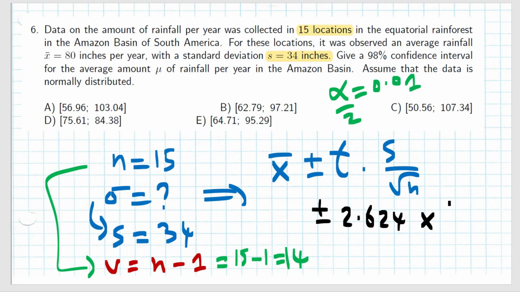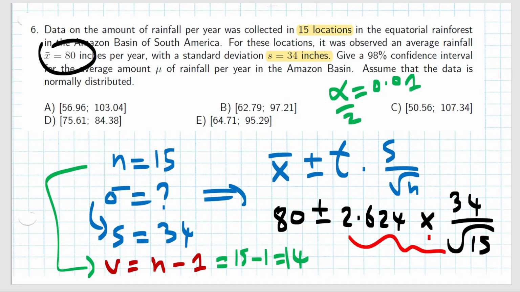And then the standard deviation is 34, square root of 15, and the mean is 80. There's a priority. You have to do this first before you can do the plus and the minus. It should do it by itself, yeah? I hope so, but I don't know if your calculator is thinking like that. I think it's answer A.